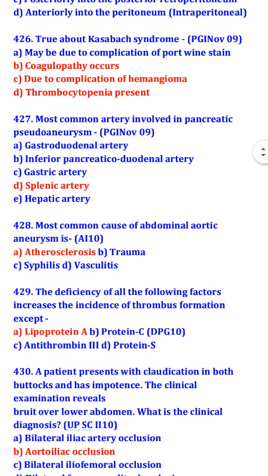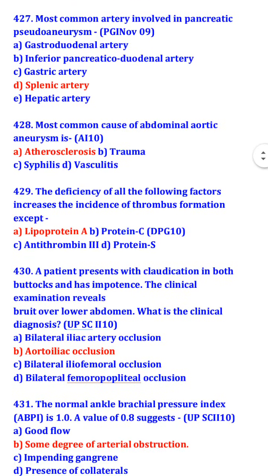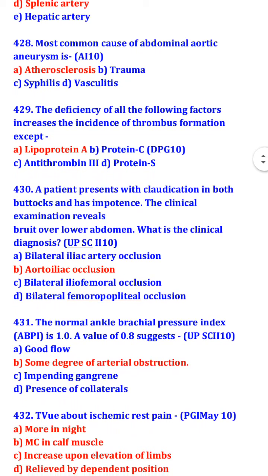The most common cause of abdominal aortic aneurysm is atherosclerosis. The deficiency of all of the following factors increases the incidence of thrombus formation except lipoprotein A. So deficiency of protein C, antithrombin 3 and protein S increases the incidence of thrombus formation. A patient presents with claudication in both buttocks and has impotency. The clinical examination reveals bruit over the lower abdomen. What is the clinical diagnosis?